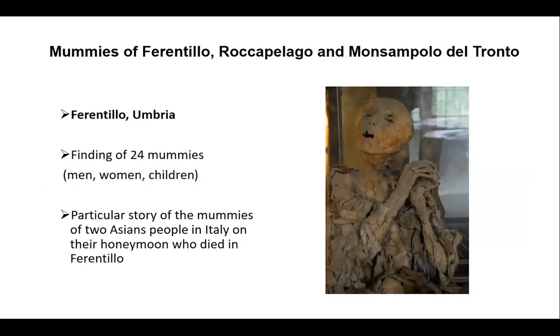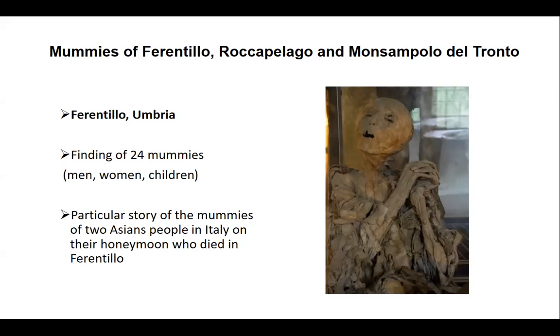So here there is a group of mummies: Ferentillo, Roccapelago, and Monsampolo di Tronto. They are all in between central Italy and north Italy. So we start with Ferentillo. We are in Umbria, in the province of Terni, where during excavation carried out in the crypt of the old church, many well-preserved mummified bodies appeared. There are 24 mummies, which include men, women, and children, as well as two mummified birds.